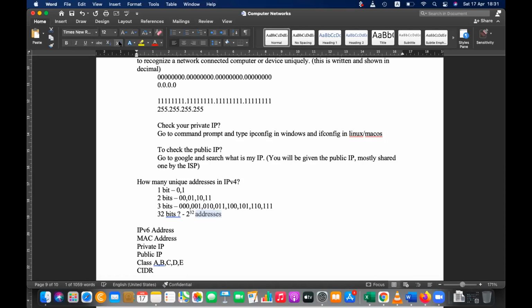Because if there's 1 bit, then 2 to the power 1 is 2. If there are 2, 2 to the power 2 is 4. If there are 3, 2 to the power 3 is 8. So 2 to the power 32, altogether how many addresses? You can take the value. It's around 4 billion addresses.